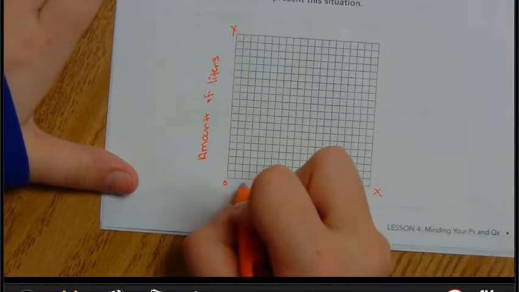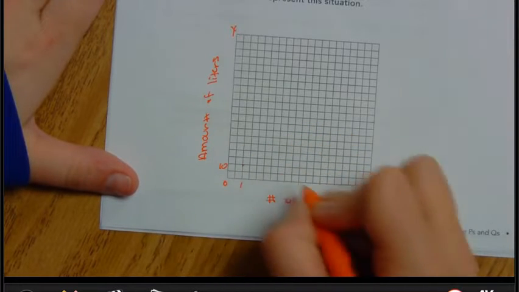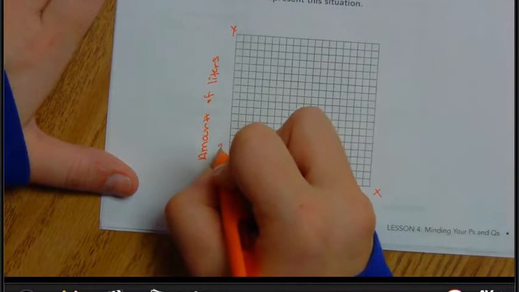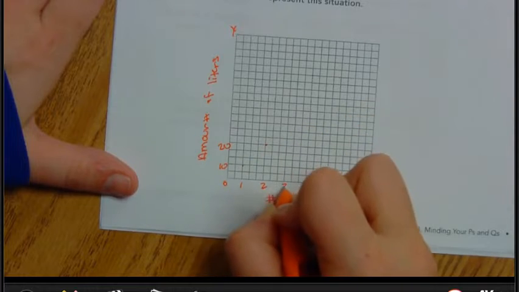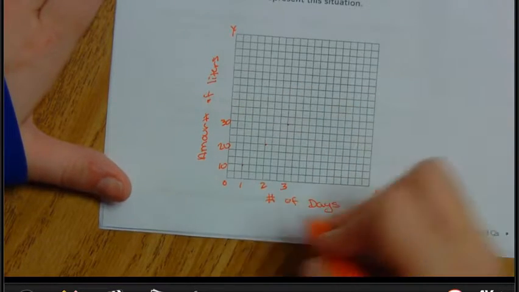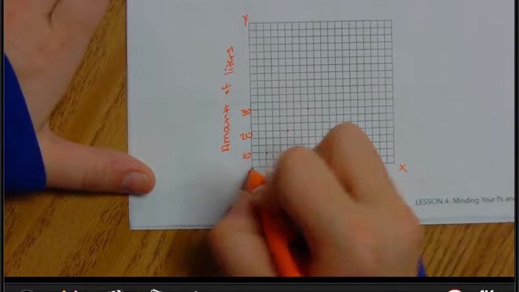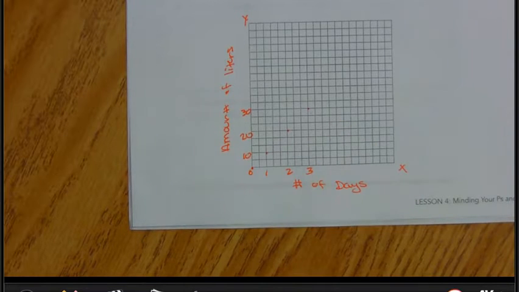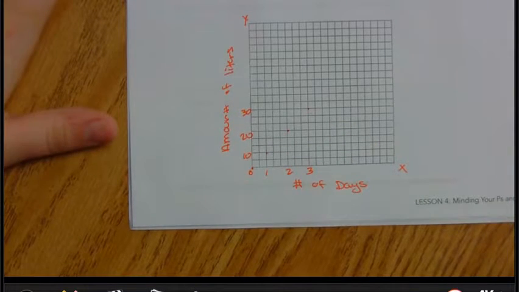So let's think about this. For one day, it's 10. Okay. 2 days, it's 20. Okay. 3 days, it's 30. Okay, so on and so on. If I'm at 0 days, so before the baby elephant's even born, is it consuming any milk? The answer is no. Think about this.